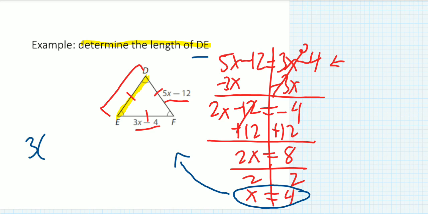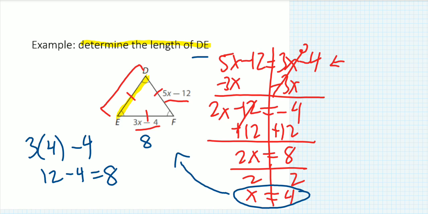So I'm going to plug into the 3x minus 4. So it'll be 3 times 4, because that's the x, and then minus 4. 3 times 4 is 12. 12 minus 4 is equal to 8. So what that means is 3x minus 4 is equal to 8.